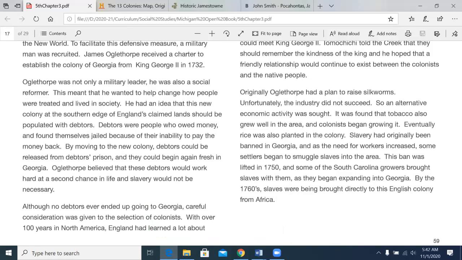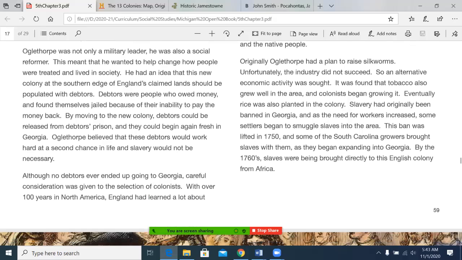He had an idea that this new colony at the southern edge of England's claimed lands should be populated with debtors. Debtors were people who owed money and found themselves jailed because of their inability to pay the money back. By moving to the new colony, debtors could be released from debtors' prison and they could begin again fresh in Georgia. Oglethorpe believed that these debtors would work hard at a second chance in life and slavery would not be necessary. Although no debtors ever ended up going to Georgia, careful consideration was given to the selection of colonists.